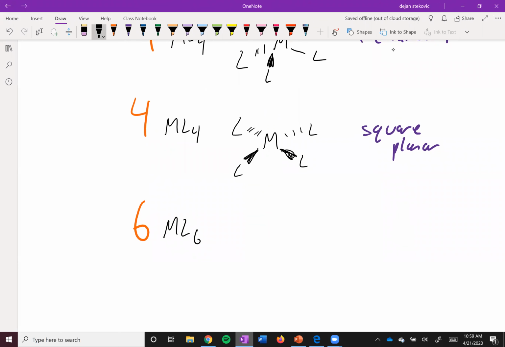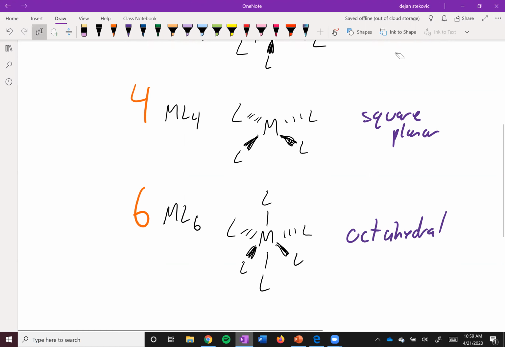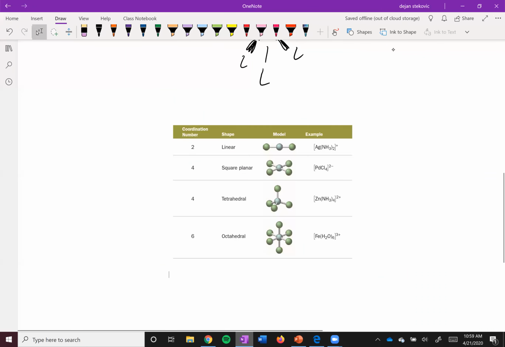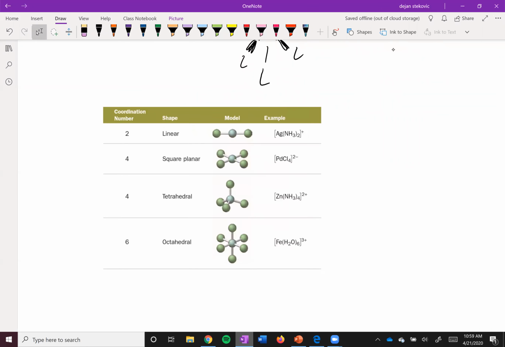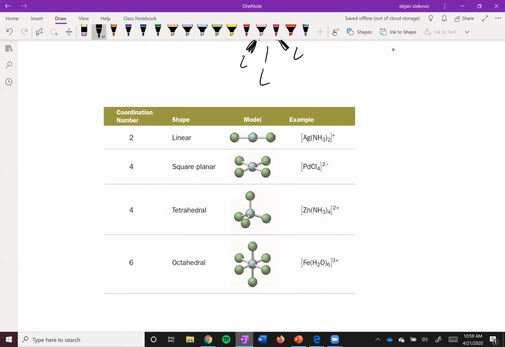And then finally, we have 6 ligands, so ML6. If you think back to Gen Chem 101, you'll know that 6 attachment points will get you to an octahedral shape. Remember, it's called octahedral because there's 8 faces, not because there's 6 things, right? Octa means 8 faces. And so here's just a picture of that. Again, note that the charge of the transition metal doesn't have much to do with what shape it adopts.